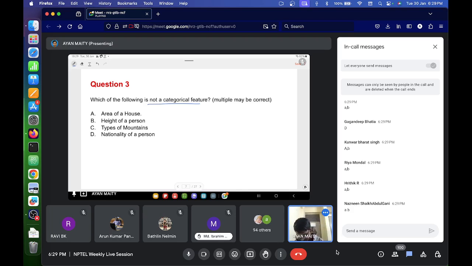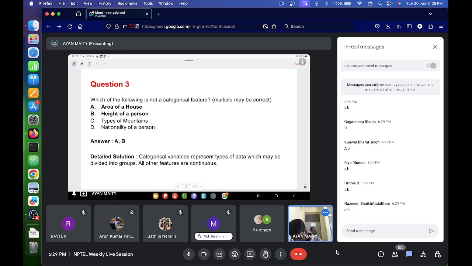The correct answers are A and B. So, not a categorical feature. In case of categorical features, you have to find out whether that feature has a specific finite number of categories or not, like classes. In the previous question, as we discussed, whether there are a specific number of classes or not.